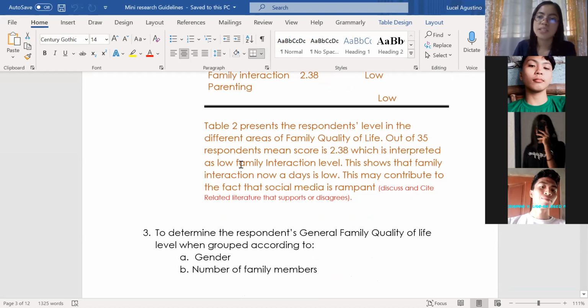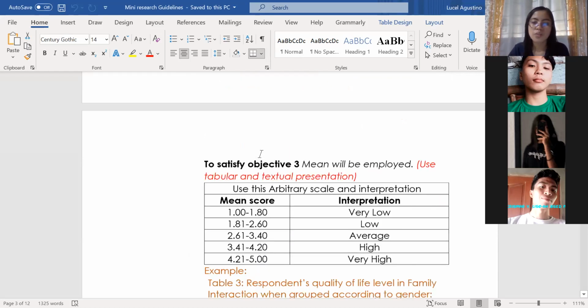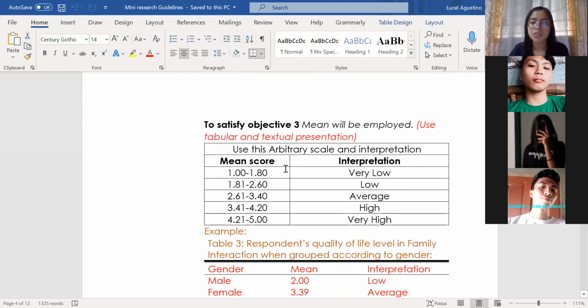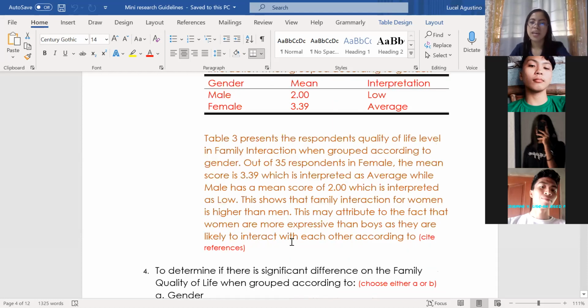You have seen this in your guidelines. And then, to determine the respondents' general quality of life level when grouped according to gender, the overall quality of life is presented separately per gender. For example, our interpretation is still the same. For gender, male and female, example 2, this category is very low. And for female, average. It's the same example of textual interpretation.